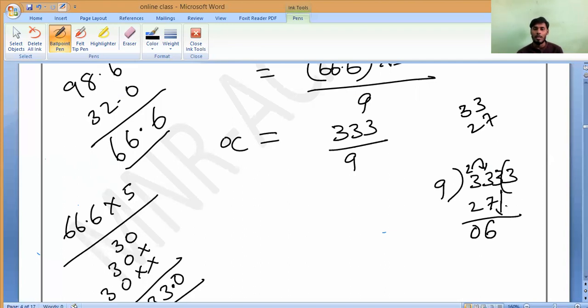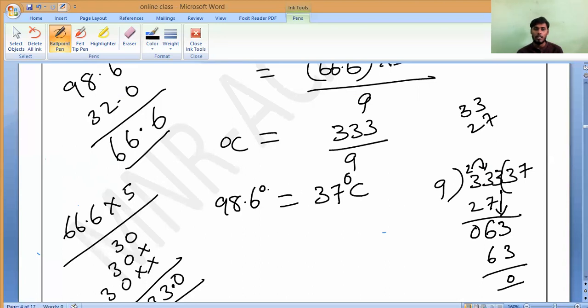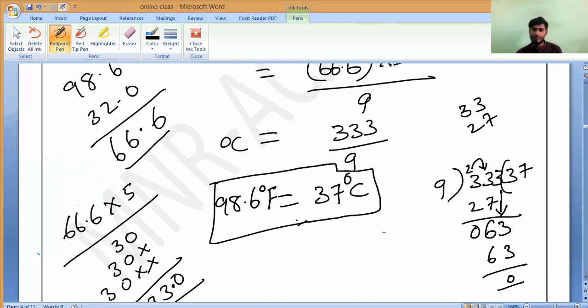So 6, 3 will come. So 9 sevens are how much? 63, which is equal to 0. So the answer is 37 degrees Celsius, which is equal to 98.6 degree Fahrenheit. The same thing we have done. Is it yes or no? I can understand, sir.